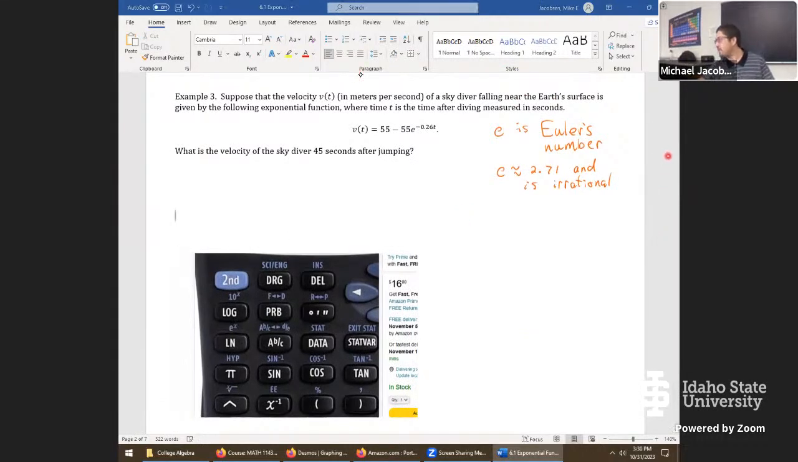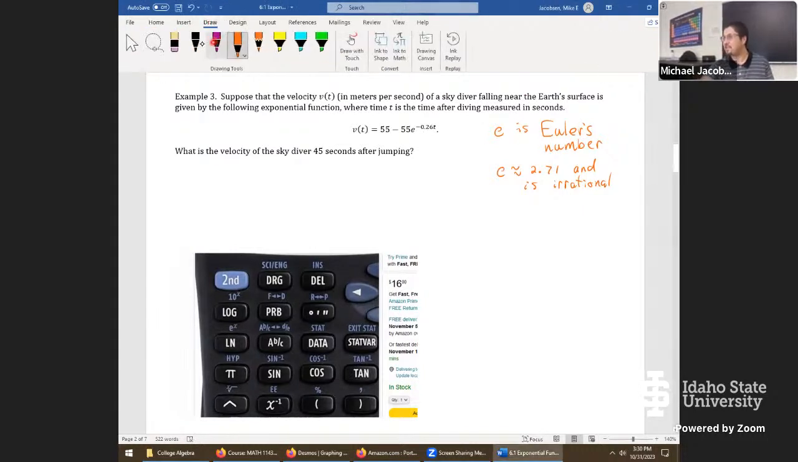So what we have to press in the calculator is, hit the second key to start and the natural log key, and it will print out E like this, E to a power. All you'd want to do is put in the power of negative 0.26. We're going to do this at 45 seconds. So negative 0.26 times 45. And you'll have the right thing in your calculator at that moment.